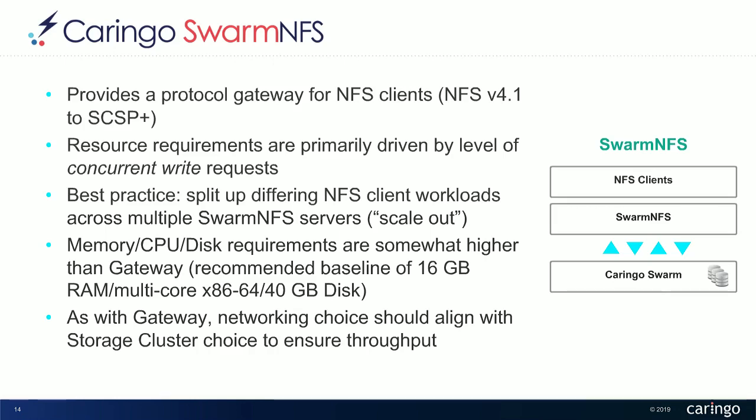You want to scale these out as well. Your memory, disk, and CPU requirements are going to be somewhat higher than what they would be for Gateway. For an initial Swarm NFS deployment, we recommend a baseline of 16 gig of RAM, a multi-core x86-64 CPU, and a minimum of 40 gig of disk. And basically, that's just for the generic upkeep of the operating system that it's hosted on, as this is stateless as well. And as with Gateway, you want to make sure that your networking choice aligns with what the storage cluster is using to ensure appropriate interaction and throughput between the two components.